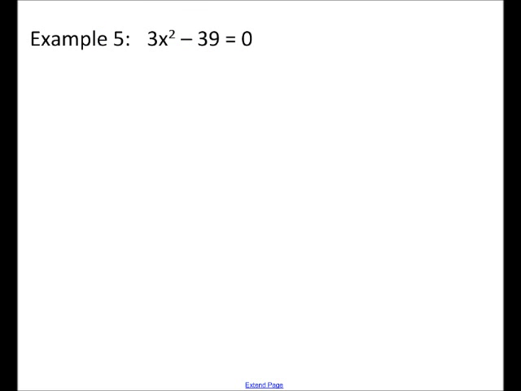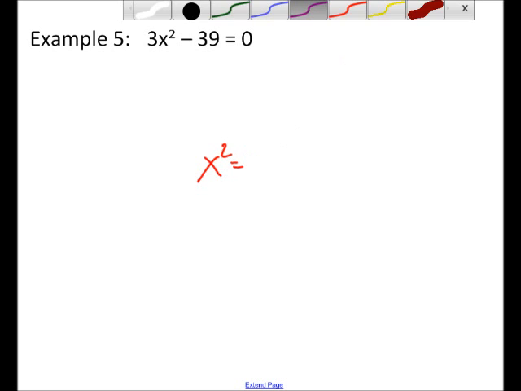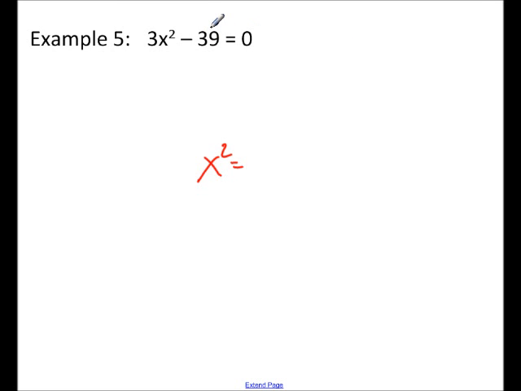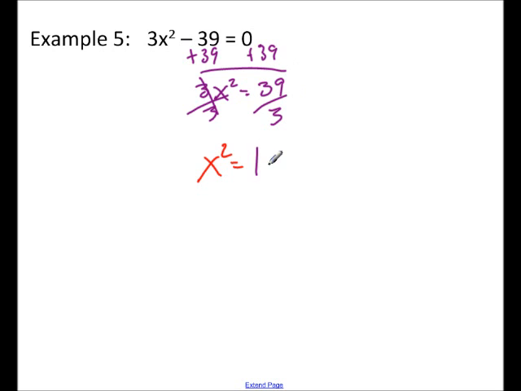Alright, here at example 5. Things are even weirder now. We've got all kinds of stuff going on. But our goal is to make sure that we get x squared equals down here somewhere. So what's in the way? Well, first, this negative 39. We've got to get that out of here. So I'm going to add 39 to both sides. That gives me 3x squared equals 39. Next, we've got to get rid of that 3, so I'm going to divide by 3. And that cancels, gives me my x squared equals 39 divided by 3, which gives me 13.